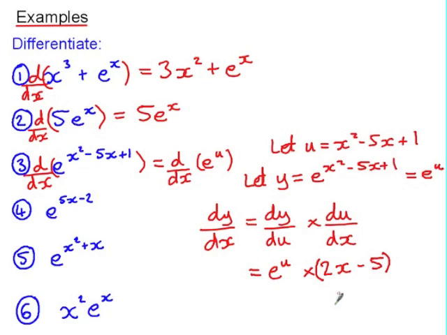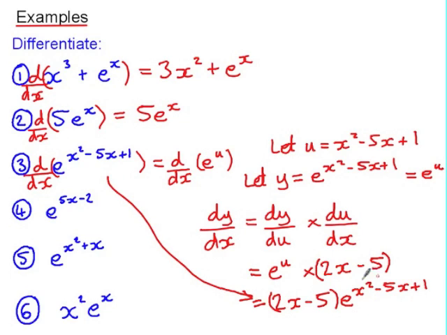So now we need to substitute back in our u, and I'm just going to rearrange it slightly. So we've got 2x take 5 multiplied by e to the power of x squared take 5x plus 1. Now if you compare this with the original expression that we were differentiating, we've got e to the power of x squared take 5x plus 1, and when we differentiate it, we've left the e to the power of x squared take 5x plus 1, and we've multiplied by the derivative of that expression in the index.